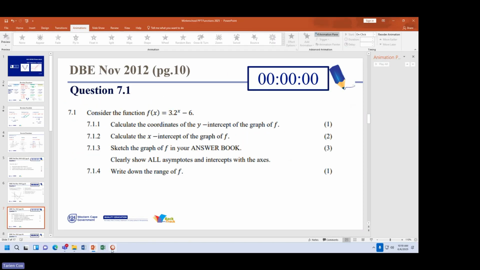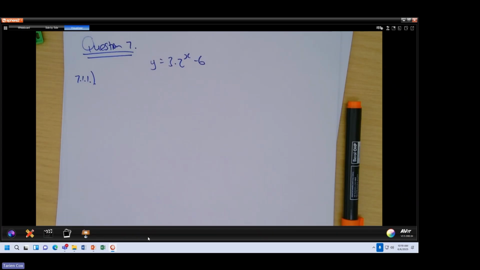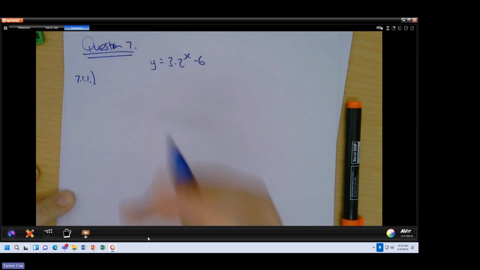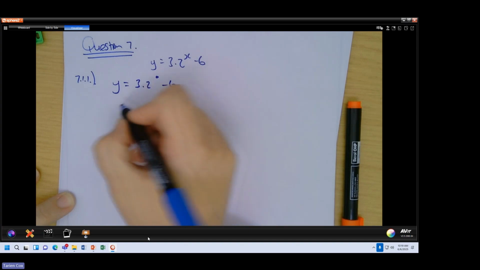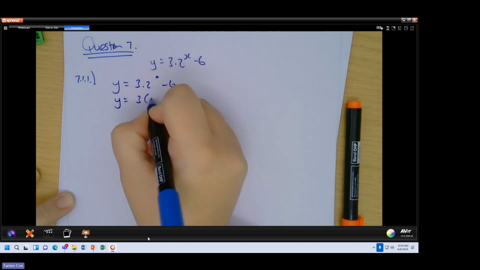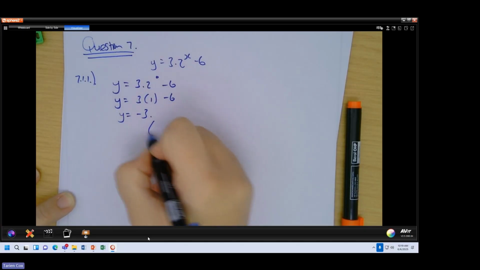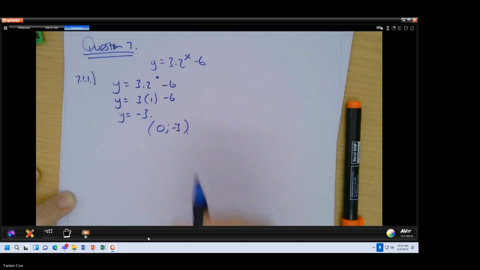All right, good girls. I'm sure that was enough time. So let us look at 7.1.1. Our function is an exponential function. The first question was to calculate the coordinates of the y-intercept. So straightforward, we know we need to make x 0. So 3 times 2 to the power 0 minus 6. That is 3 times 1, which is 3, minus 6, which gives you negative 3. But they say coordinates, so 0 and negative 3.